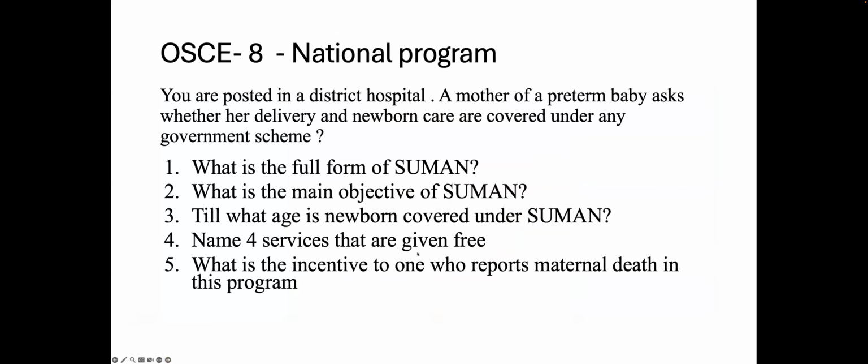So if you come to the next OSCE, again it's on a national program where you are posted in a district hospital. The mother of a preterm baby asks whether her delivery and newborn care are covered under a government scheme. So now it's about what subsidies the government offers to mothers who come pregnant to the hospital, and one should know what these subsidies are.